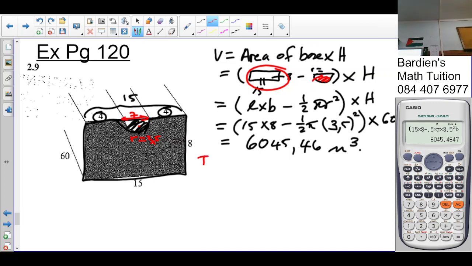That's the total external area, surface area. It's perimeter of base times height plus 2 area of base. So the top and the bottom.